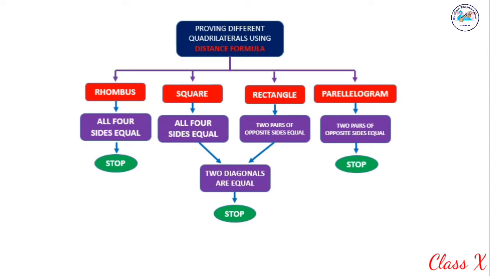Once again, in short, for proving a rhombus, you have to prove all four sides are equal. In case of a square, you have to prove all four sides are equal and two diagonals are equal. In case of a rectangle, you have to prove two pairs of opposite sides are equal and diagonals are also equal. And in case of a parallelogram, you must prove that two pairs of opposite sides are equal.